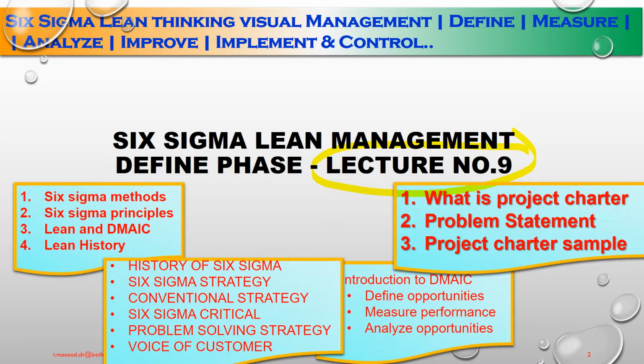We have discussed lectures number 1, 2, 3, 4 and 5. Then in 6, 7, 8 we discussed introduction to DMAIC: define the job opportunities, then measure performance, analyze opportunities, then improve performance and control performance or control mechanisms. Then we set up a project charter. What is the project charter? Problem statement and a project charter sample and how to address the issues. Okay, now from the next slide, I'm going to give you the key takeaway points from lecture number 9.